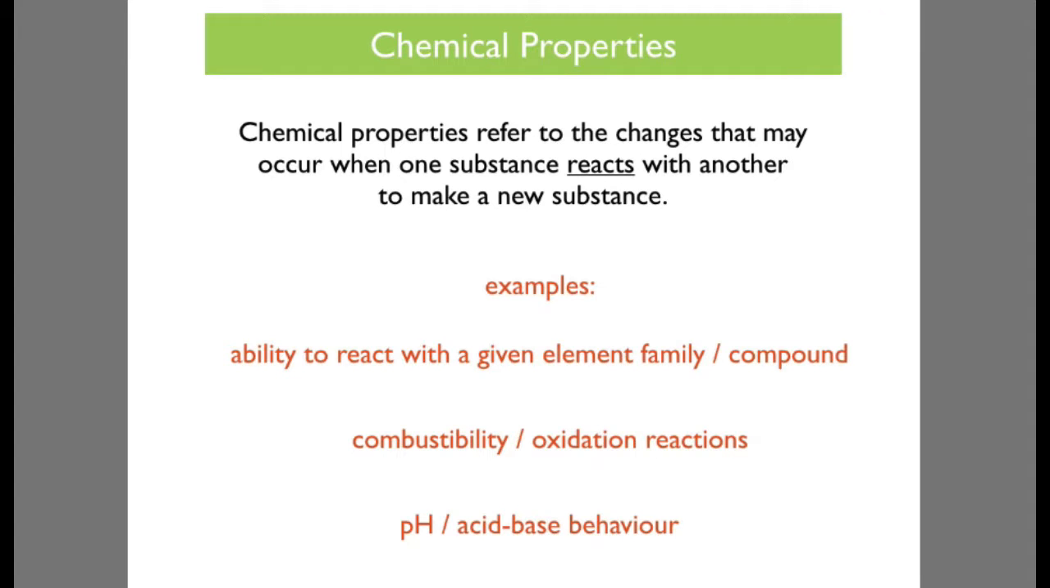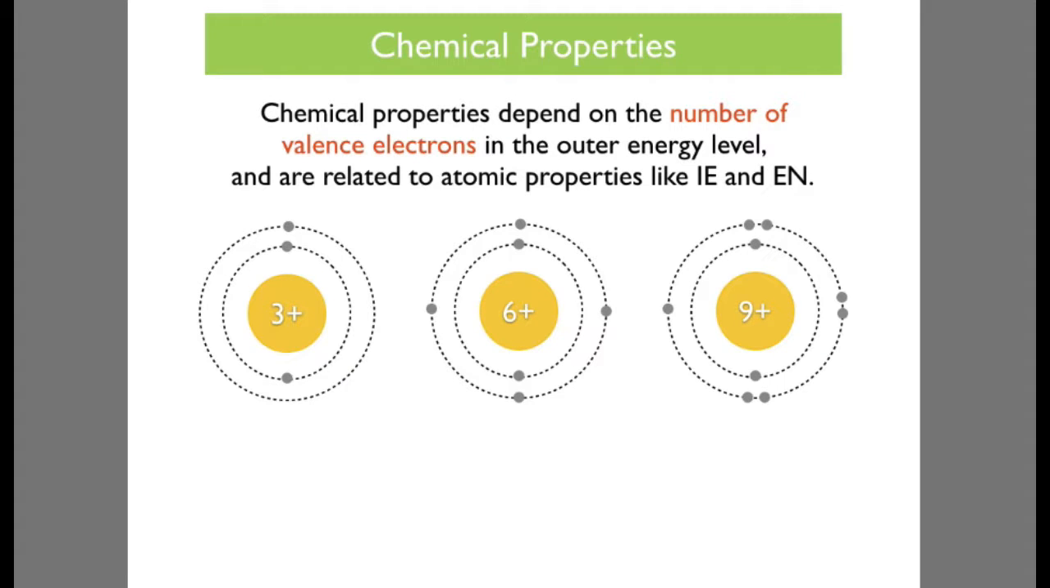So, chemical properties. Chemical properties refer to the changes that may occur when one substance reacts with another to make a new substance. For example, the ability to react with a given element family or compound, combustibility or oxidation reactions, or pH or acid-base behavior. Chemical properties depend on the number of valence electrons in the outer energy level and are related to atomic properties like ionization energy and electronegativity.